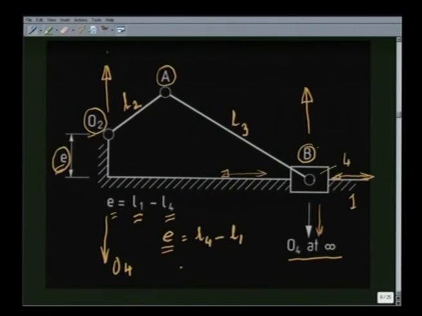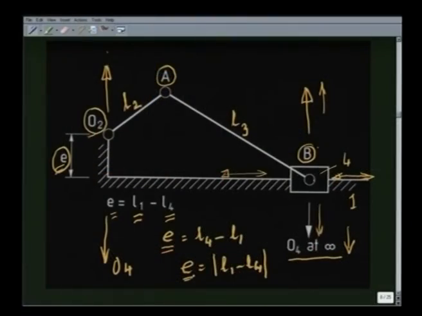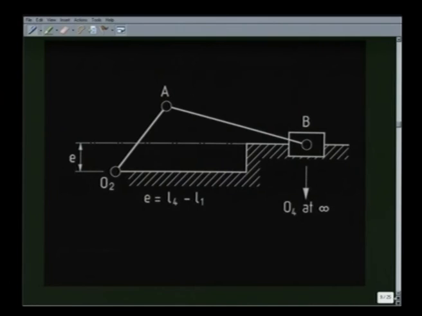So, we can write E as the modulus of L1 minus L4, depending on whether I am considering O4B in the vertically upward direction or vertically downward direction, which will decide whether L4 is more than L1 or L1 is more than L4, and the difference of these two is the offset E. Keeping this in mind, we can decide the Grashof's-like criteria.